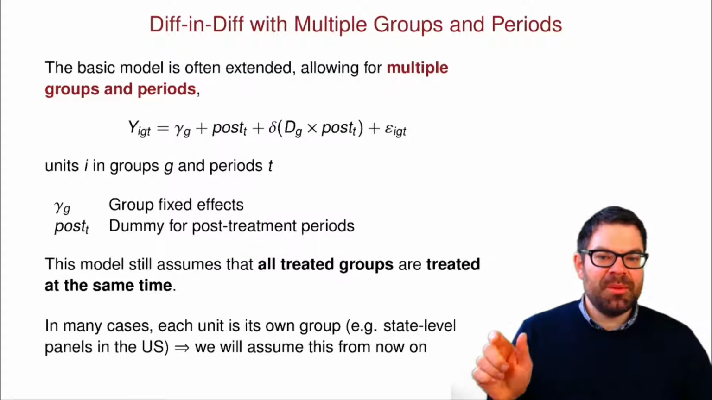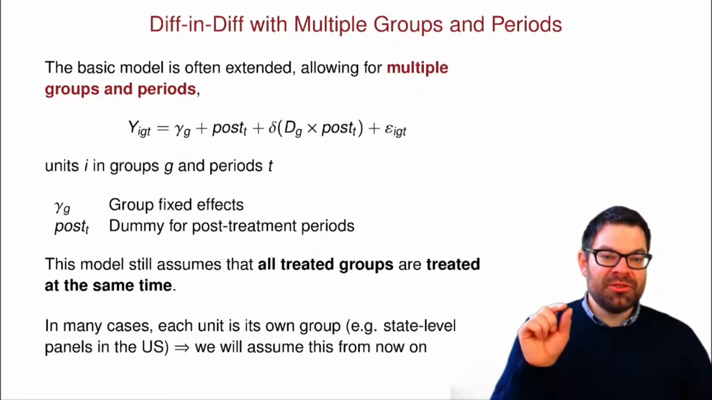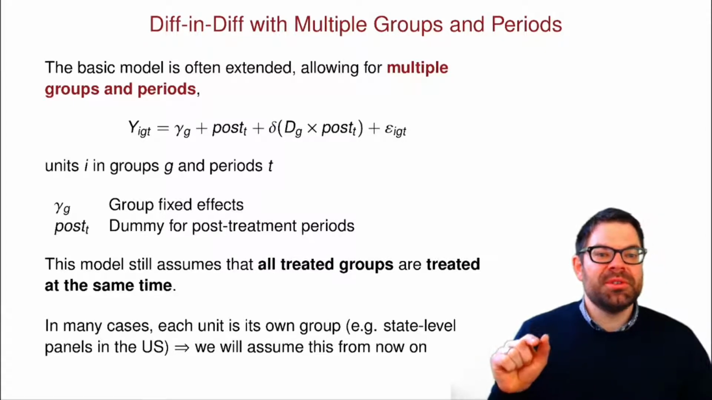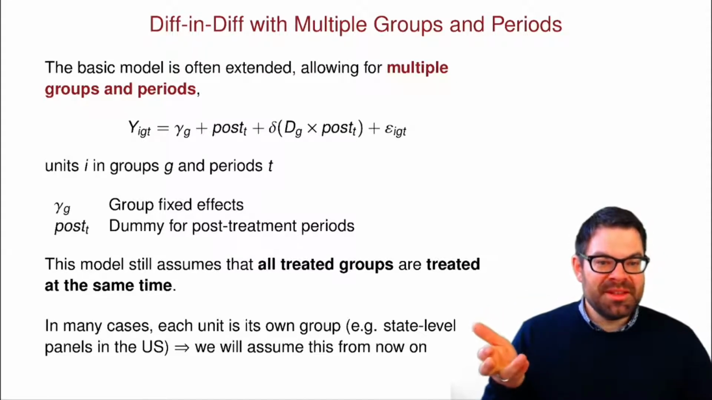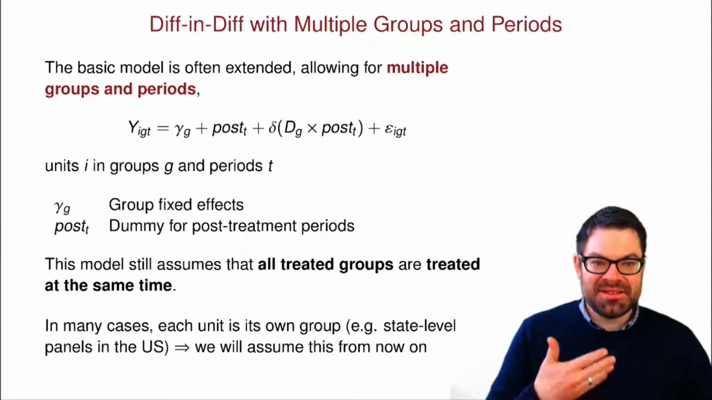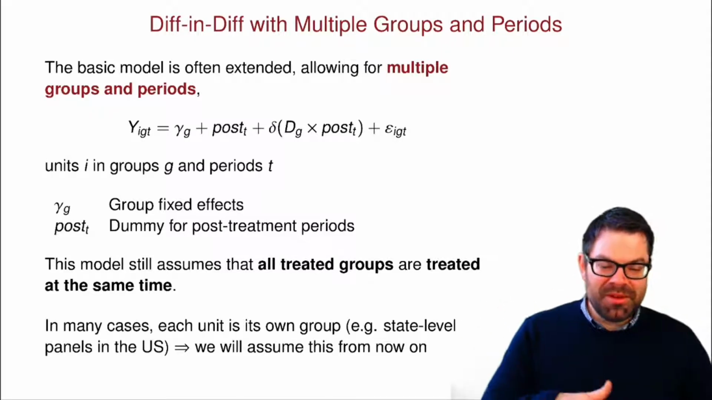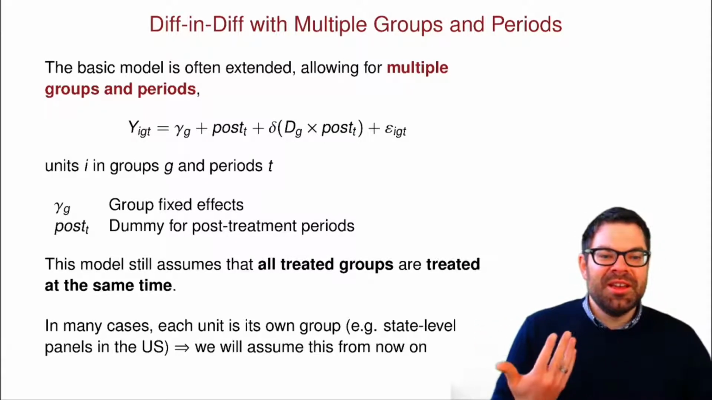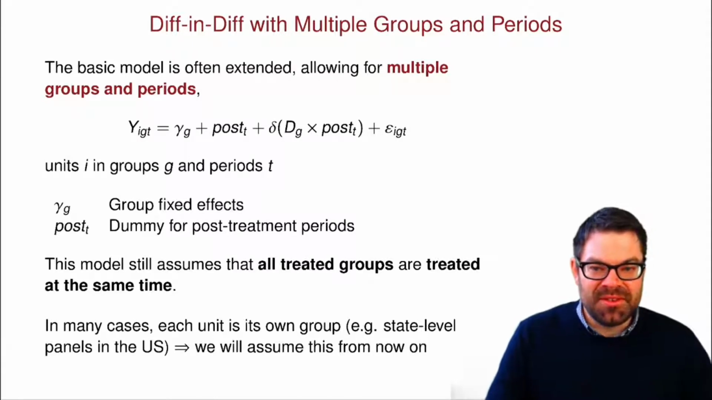Right? So the first step is to say you have units i who are in treatment groups g, and you observe them in different time periods. The example would be workers i who are living in states g, and some states introduce a new policy at some point, and then the workers in those states, after the policy has been introduced, are considered as treated. That's one of the standard setups for a difference-in-difference design.